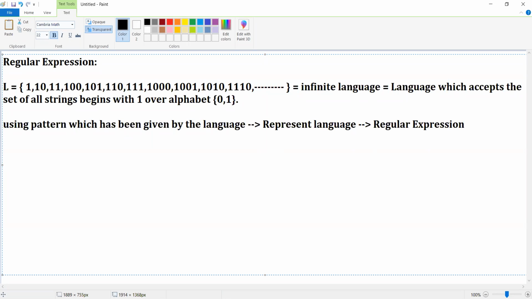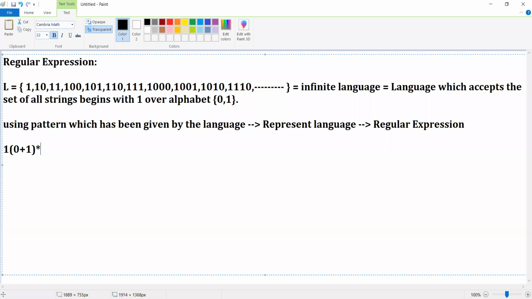It is saying that my language should start with 1. Please try to understand. My language should start with 1. After that 1, whatever it can be, it can be either 0 or 1.